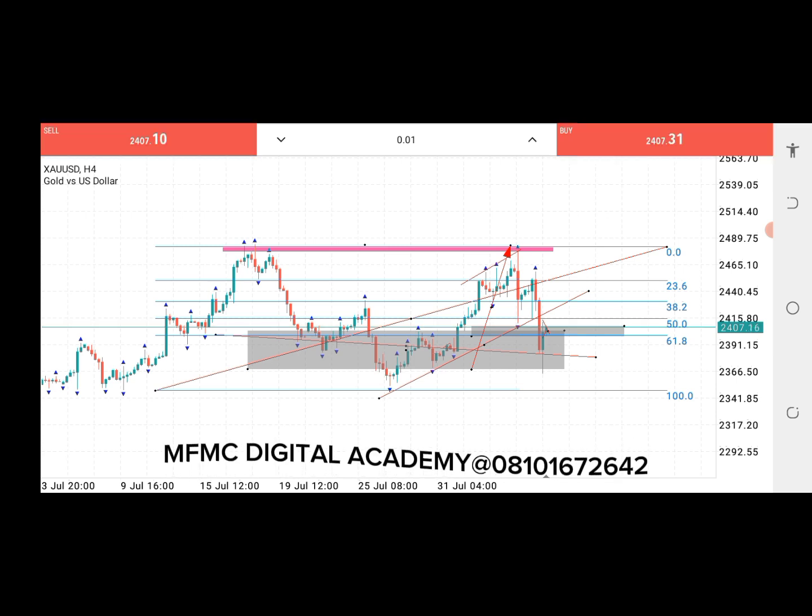And the last one is order block. So we have order block and breaker block.